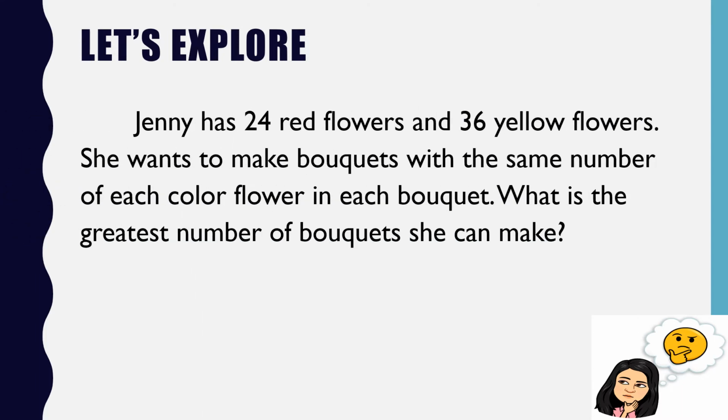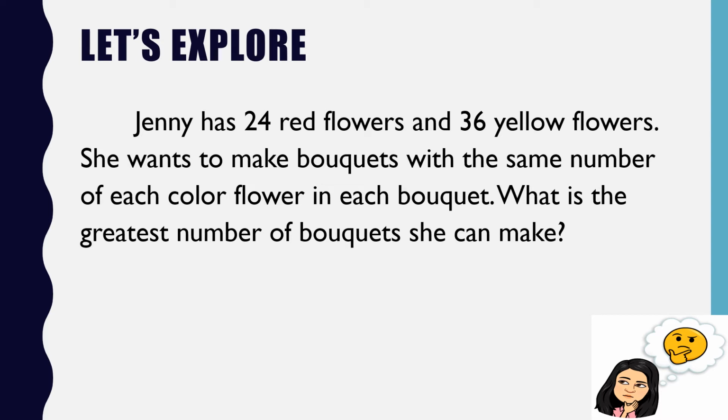So here is the problem. Jenny has 24 red flowers and 36 yellow flowers. She wants to make bouquets with the same number of each color flower in each bouquet. What is the greatest number of bouquets she can make? So here we are going to find the greatest common factor of 24 and 36 so we are able to find the greatest number of bouquets that Jenny can make.